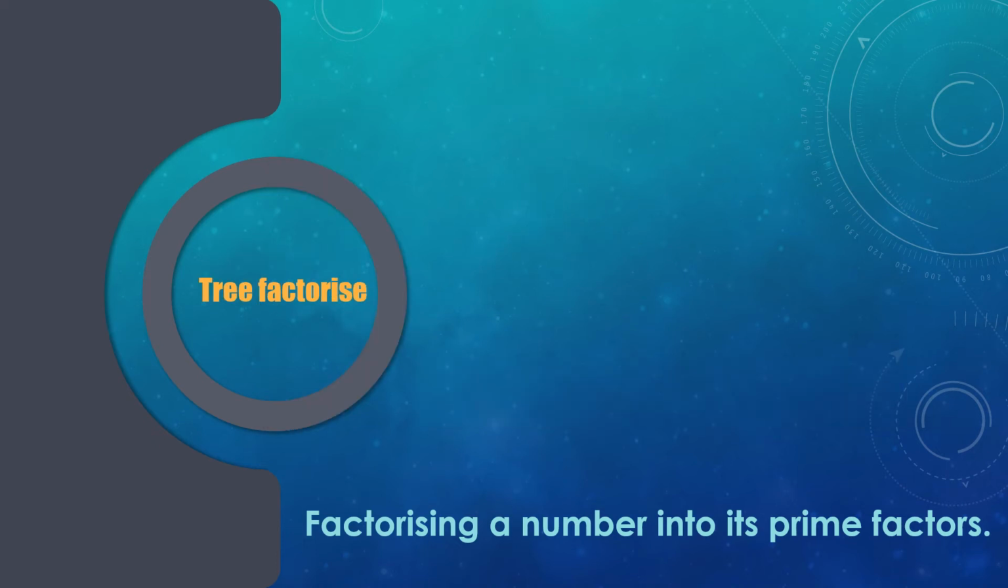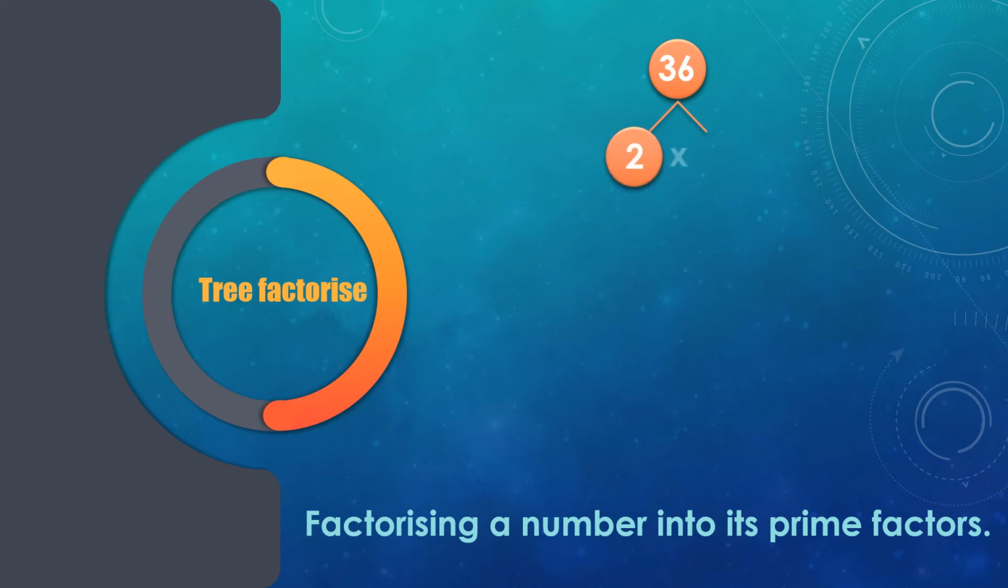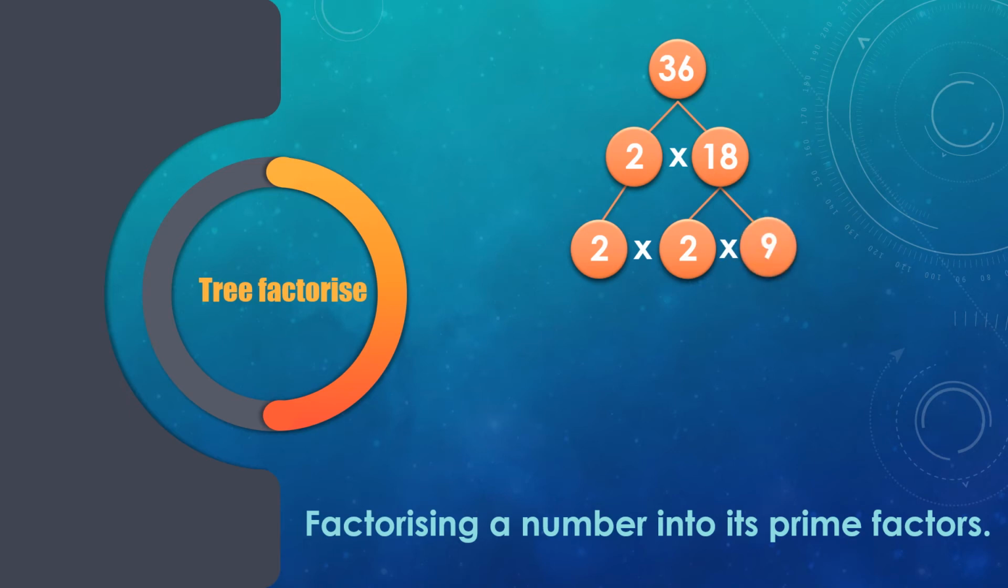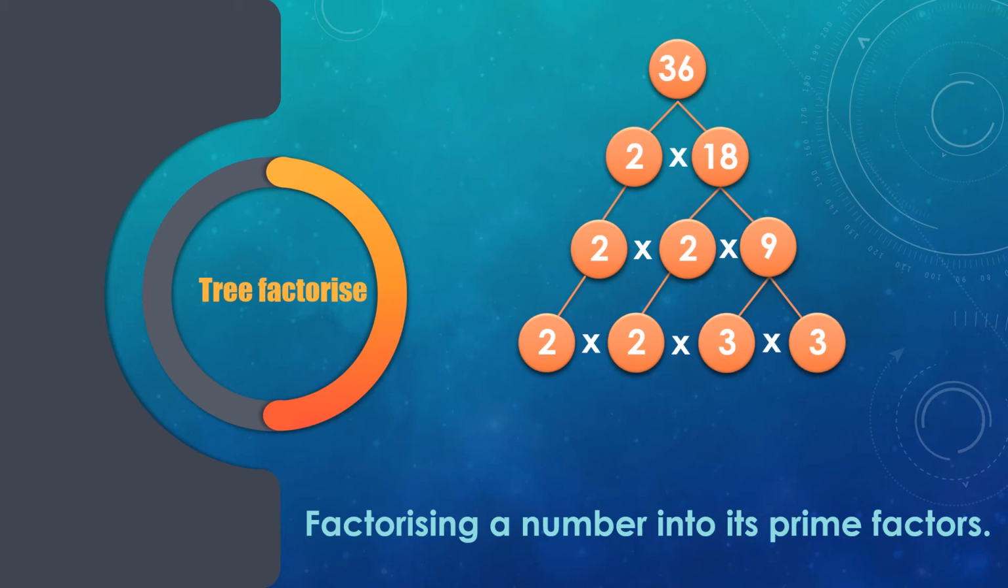Let's see the tree factorizing method. Let's factorize 36. 2 18s are 36. Now 2 we will keep as it is. And then we are going to factorize 18. 2 9s are 18. Then 2 as it is. We are going to factorize 9. 3 3s are 9.